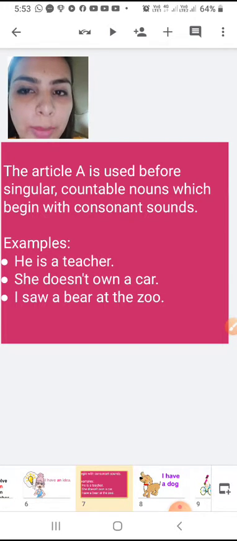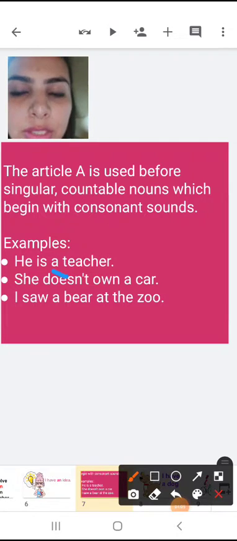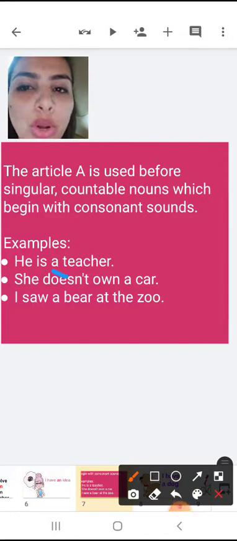Next is the article a. Let's revise it. The article a is used before singular countable nouns which begin with a consonant sound. Whenever a word starts with a consonant, we use the article a there. For example, he is a teacher. We use a before teacher because teacher starts with the letter T, which is a consonant. Next is she does not own a car. Here again car starts with C, and C is a consonant. That is why we use a before car.